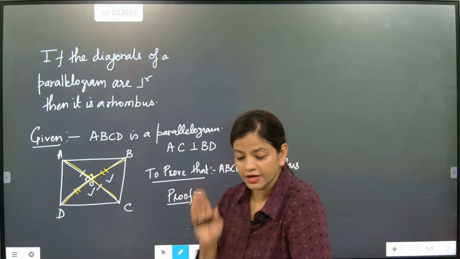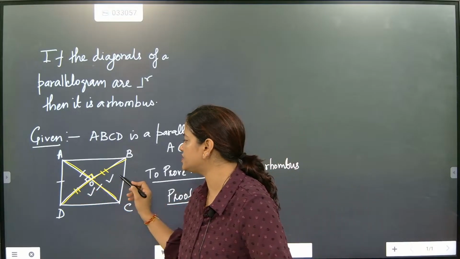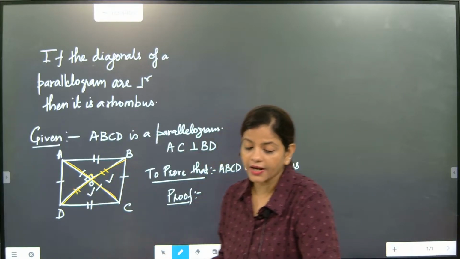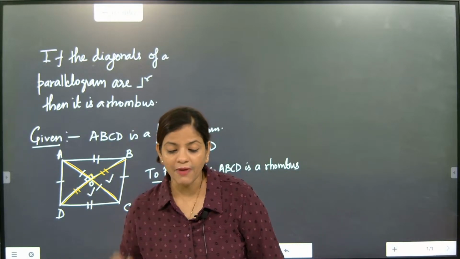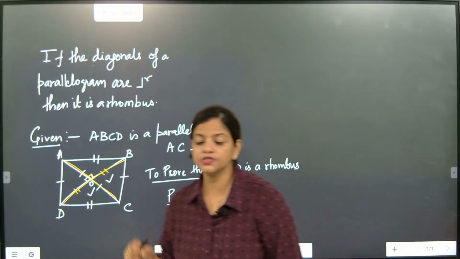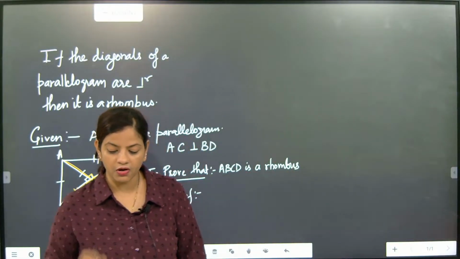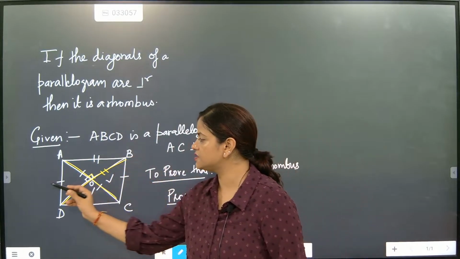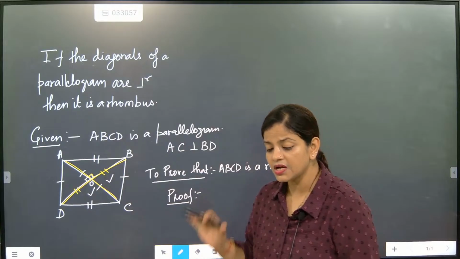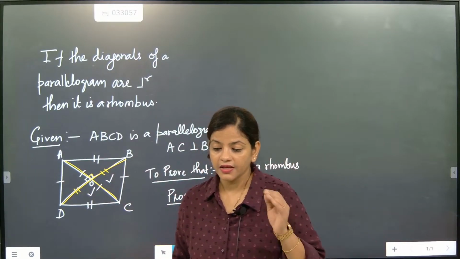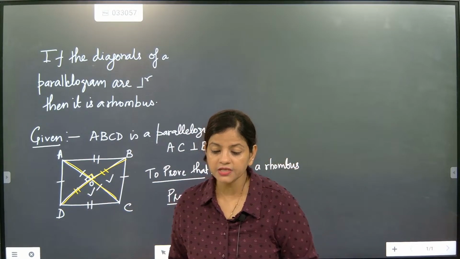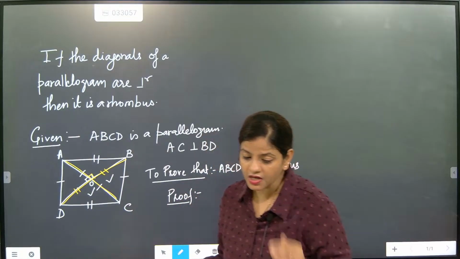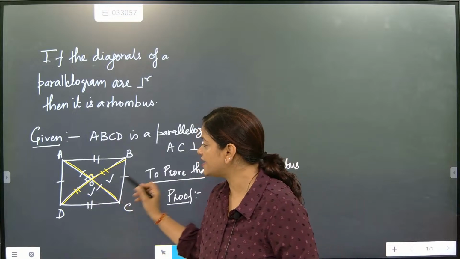See, in a parallelogram, we already know that opposite sides are equal. Sam and Kanishk, please focus here. In a parallelogram, opposite sides are equal. So this side is equal to this side is equal to this side. But what we have to prove is that this side is equal to this side.